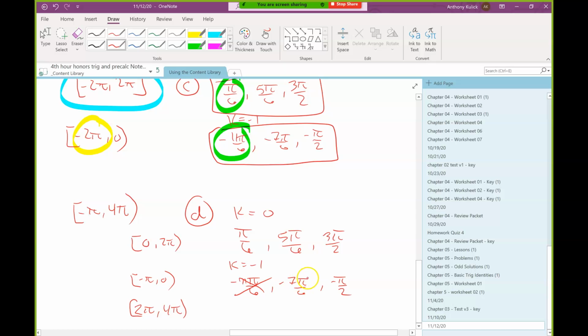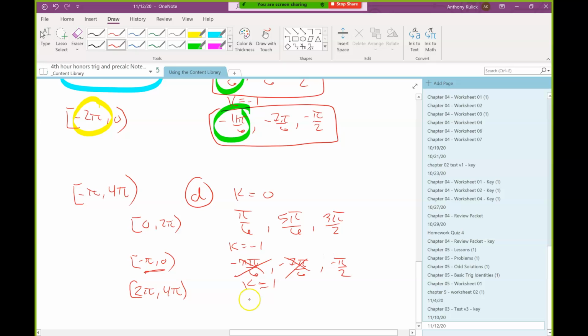The same with negative 7 pi over 6. That is also too small. That one shouldn't be there. The only one I want is negative pi over 2, because that's the only one that's in between 0 and negative pi. Is that okay? Now, from 2 pi to 4 pi, those are bigger than our answers for A. So we need the next biggest k. That'll be k equals 1. So I'm just going to be adding 2 pi to each of my answers in A.